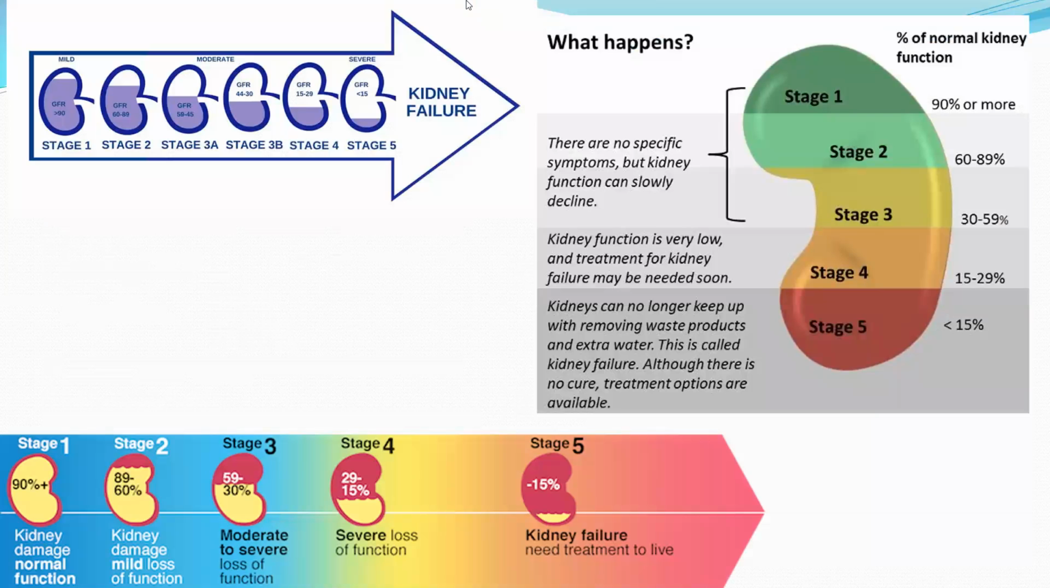In the first 3 stages, there are no specific symptoms, but the kidney function can slowly decline. In stage 4, the kidney function is very low and treatment for kidney failure may be needed soon. And in the 5th stage, the kidney stops functioning and it will no longer keep removing the waste products and extra water. This is called kidney failure. Although there is no cure, treatment options are available.